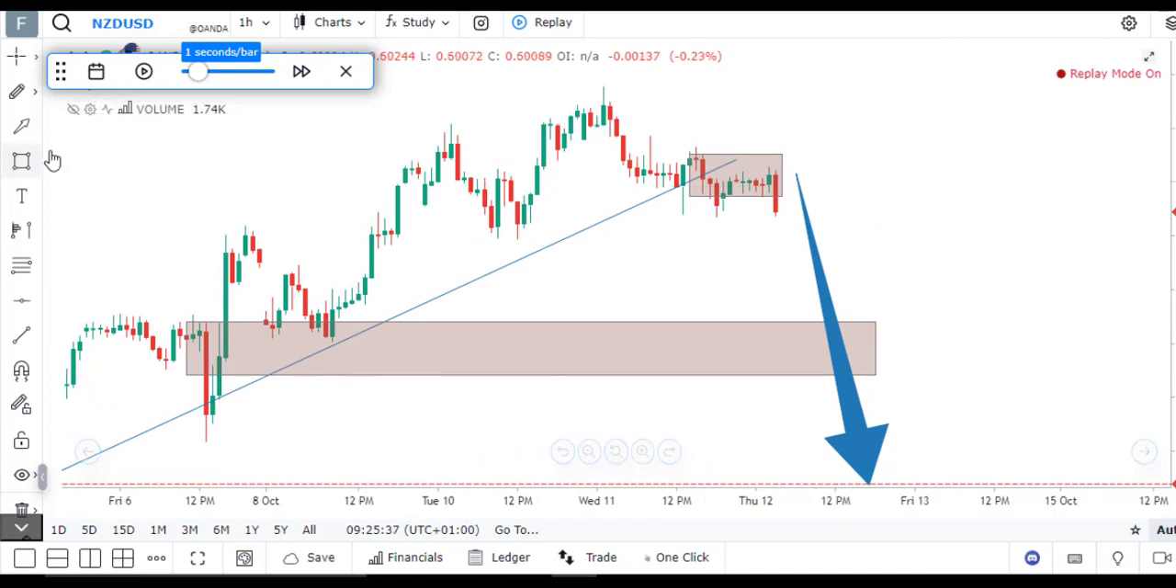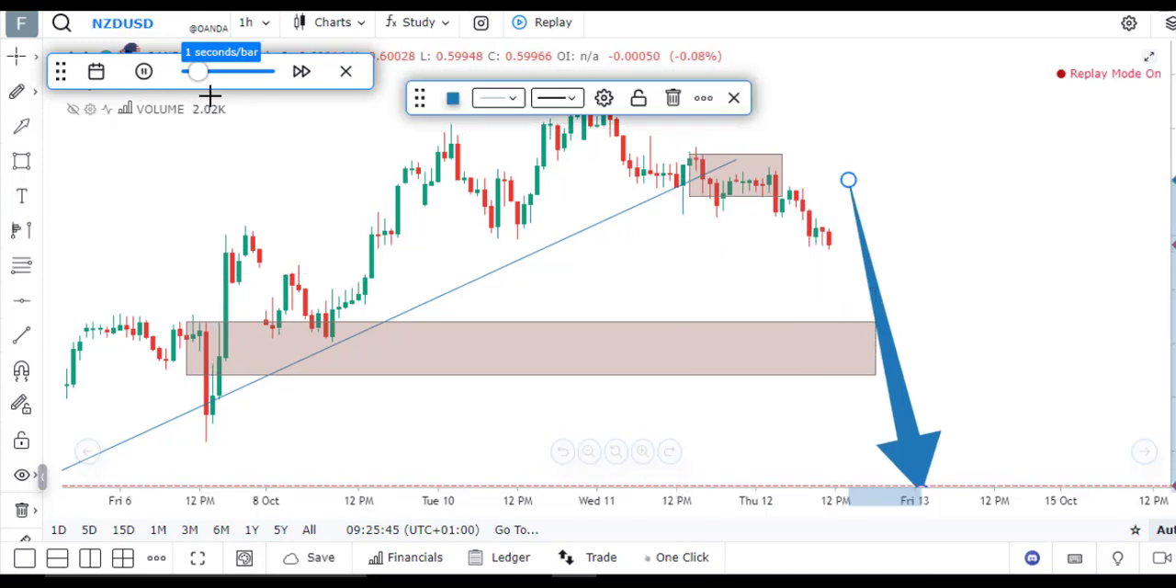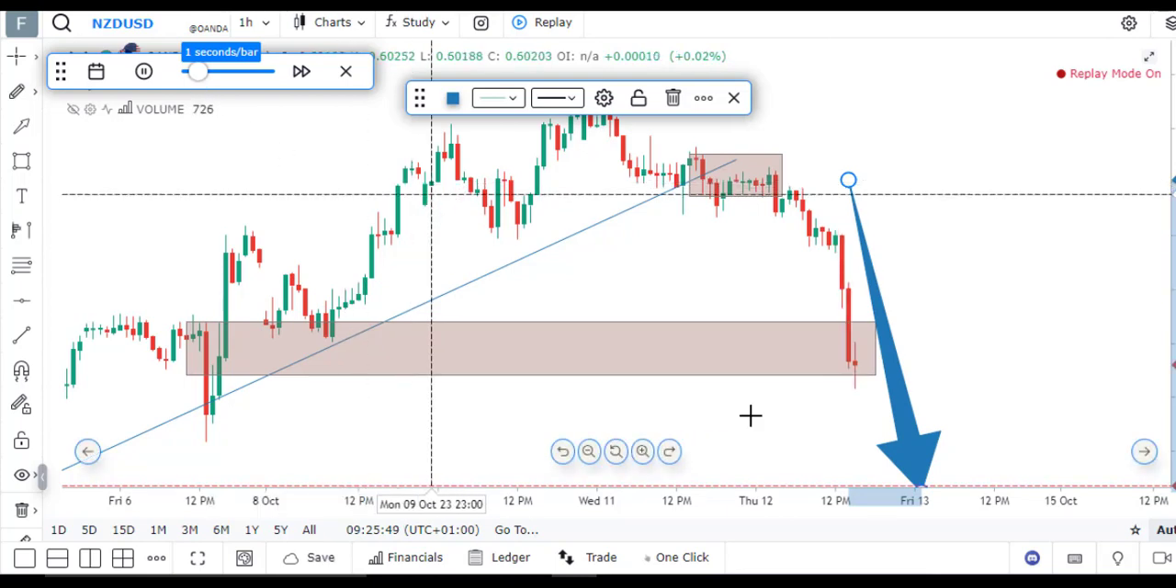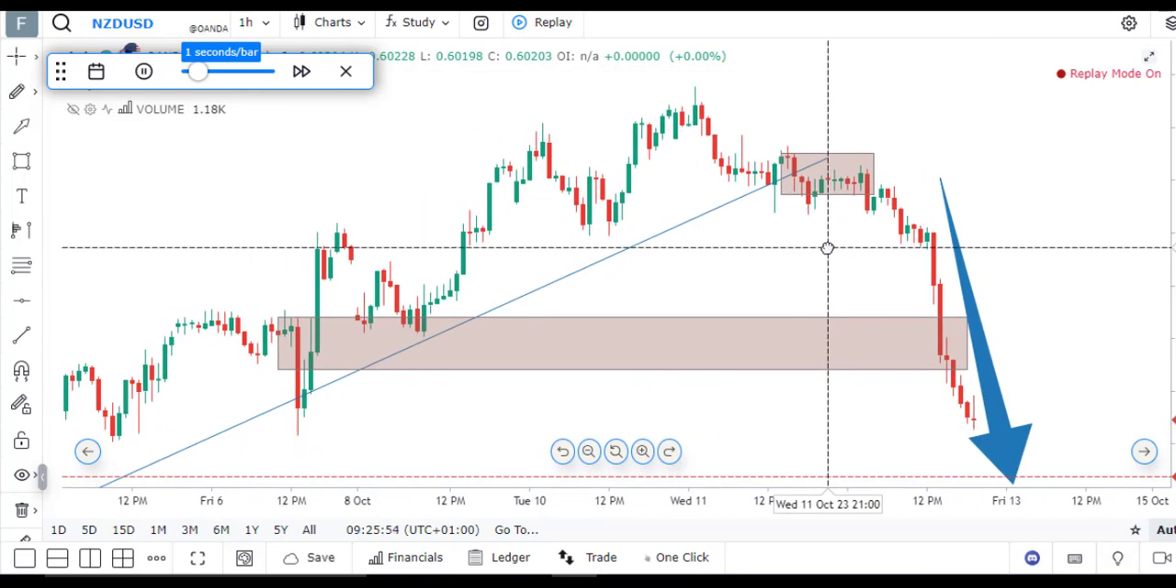And then what happened? Let's see. Okay, that's target one hit already. All right, as you can see there, target one has already been hit, and then we are expecting that price should make it to our second target, right?